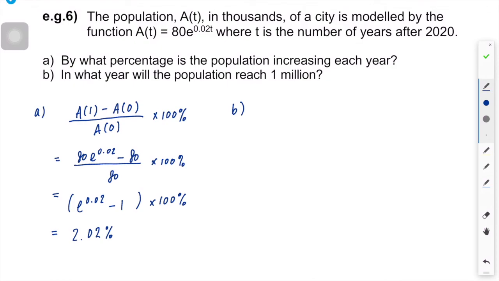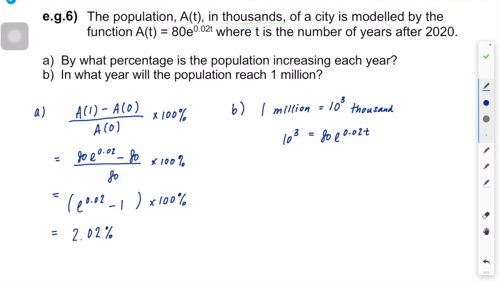Okay, part B. In what year will the population reach 1 million? Now notice how you have to make sure you read the questions very carefully, because A of t is actually recorded in thousands. So when we are talking about 1 million, this is 10 to the power of 3, or 1,000. Okay? So all we have to do is to substitute 10 to the power of 3, or 1,000, as A of t in this case. So we want to end up with this population in the formula.